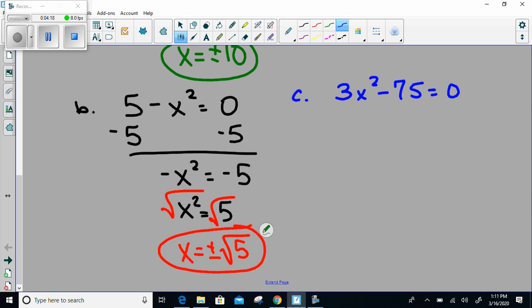But for this particular problem, I'm going to go ahead and move the 75 to the right-hand side of the equation to have 3x squared is equal to 75. Divide both sides by 3.